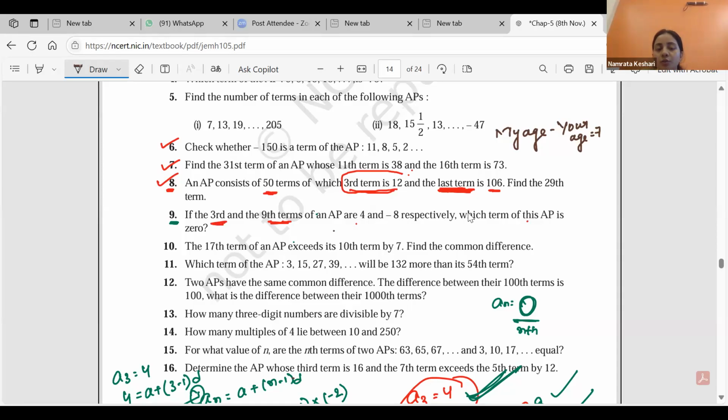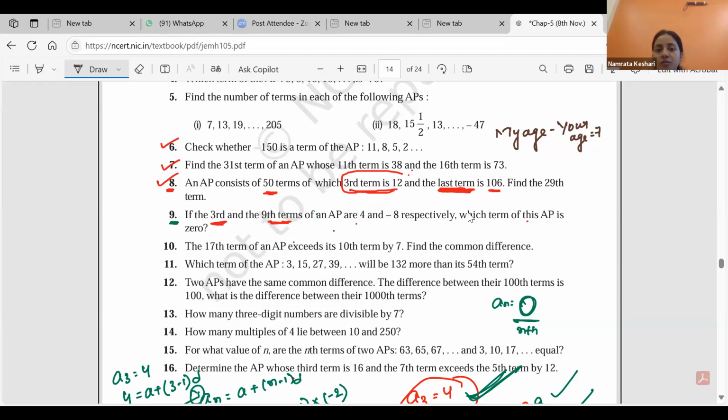Yes, Bharti, what are you getting from here? Miss, the 17th term is 7 more than the 10th term. It's like the 10th term plus 7 is the 17th term. Yeah, that way also we can write it. Okay, 10th term plus 7, that is the 17th term.